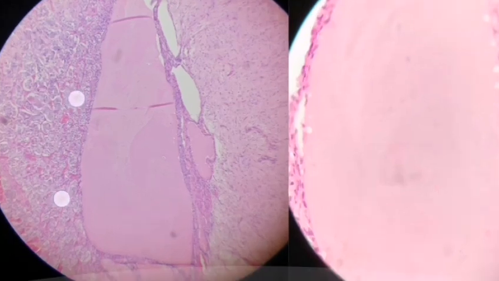And then for the adenohypophysis, these are the cells which will be arranged in the form of cords. You can see. And the pinkish appearance is of the sinusoids.